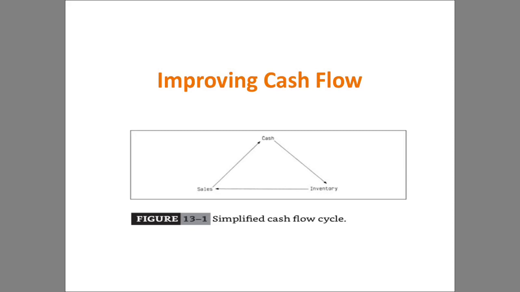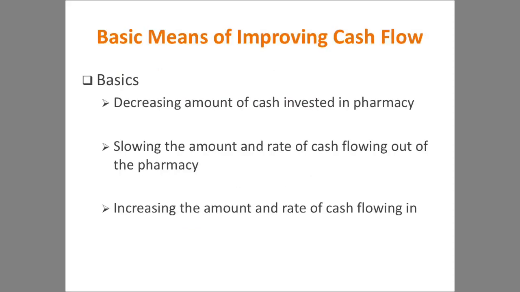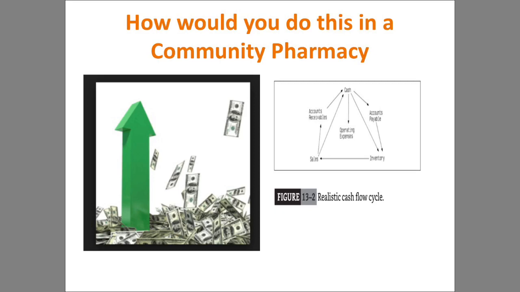And obviously the ultimate goal, as in any business, is our sales are greater than our purchases, which leads to net positive profit income. So the basics of improving cash flow is decreasing the amount of cash that's invested in the pharmacy, such as inventory. Slow the amount and rate of cash flowing out of the pharmacy, controlling our expenses, and increasing the amount and rate of cash flowing in, improving our accounts receivable, increasing our sales.